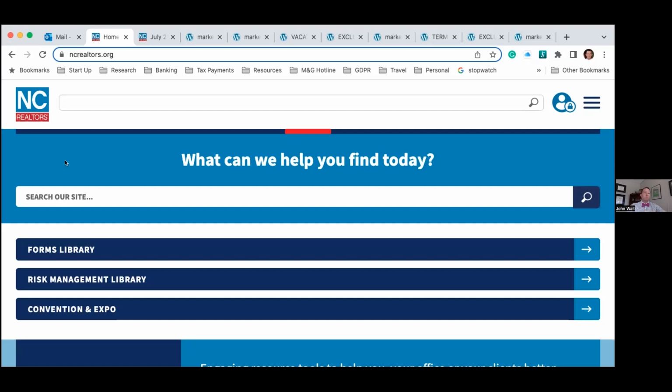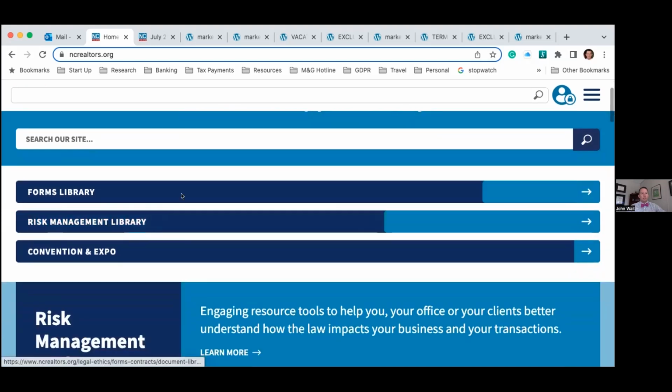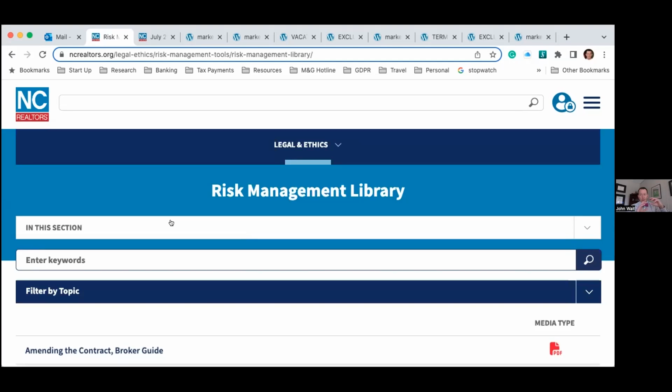Okay. So if you go to ncrealtors.org, what you have here at the top is several different options of things you can click on. Okay, Convention Expo, Forms Library. We're going to go to the Risk Management Library. Risk management is something we will talk more about, I'm sure, in other sessions, because there's a whole new risk management library with other articles that aren't even Q&As. They go even more in depth, and they are to help you with exactly what it sounds like, which is risk management.